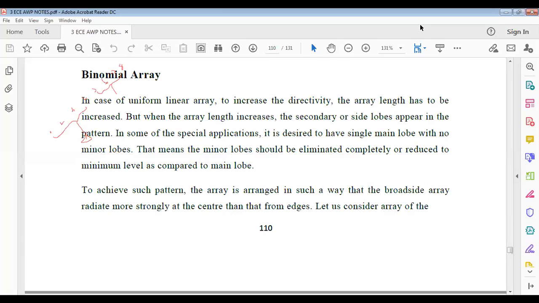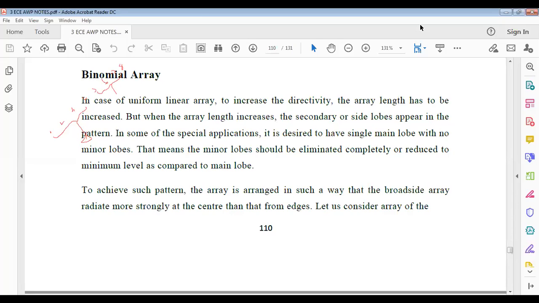That is also possible by controlling the current excitation of those point sources, with the proper amplitude levels. To find out the current amplitude levels, I am using the binomial array here. That means the minor lobes should be eliminated completely or reduced to a minimum level as compared to the main lobe.